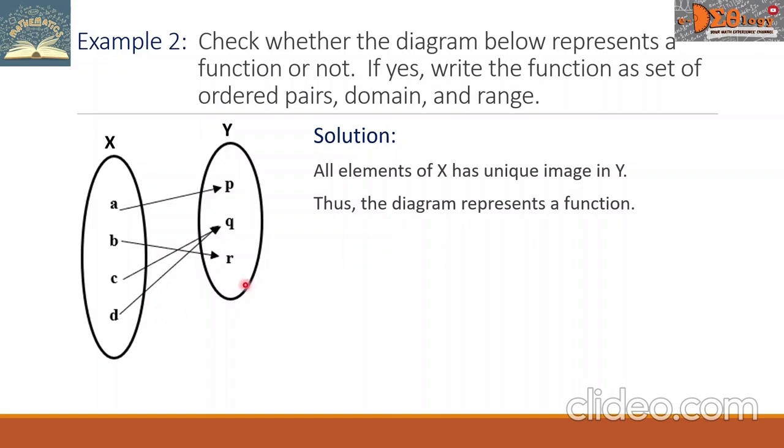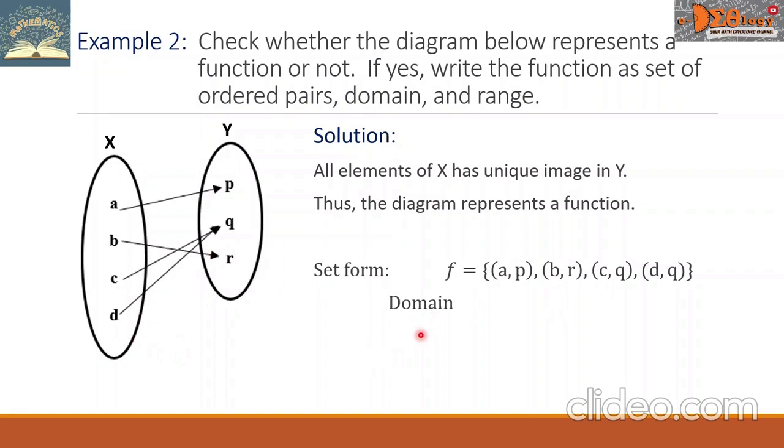Now we're going to write this function as ordered pairs. So we have (A, P), we write here (B, R), it's here, (C, Q), and (D, Q). Now let us write the domain. Domain is the elements of set X. That means we have A, B, C, and D. What about the range? These are the elements of the Y. So we have P, Q, R.